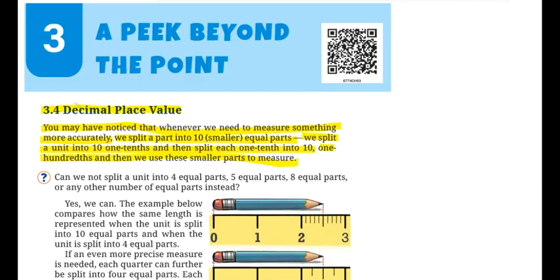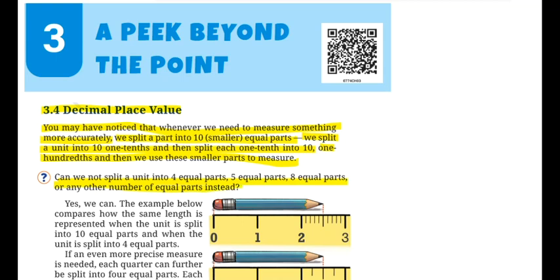So as we have seen in the previous topic, for calculating accurately, we used to split the units into tenths and then we also used to split the tenths into smaller tenths. So basically हमने units को tenths में और hundredths में convert किया था so that we could measure the very small values more accurately. Can we not split a unit into 4 equal parts, 5 equal parts, 8 equal parts, or any other number of equal parts instead?